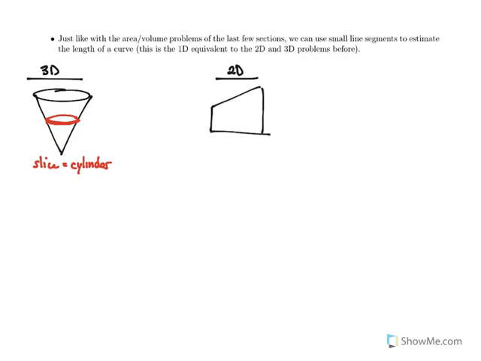So, looking at this, we had our 3D problems, which we just looked at. We're looking at volumes. So maybe we were looking at a cone, and to find the volume of that cone, we looked at slices. And the slice would look like a little cylinder or a little disc. In the 2D problems, which is what the first ones that we looked at, area, a slice here looked like a little rectangle.